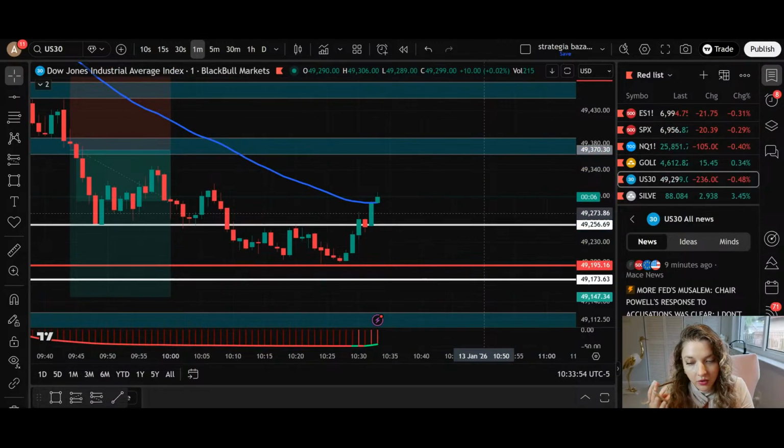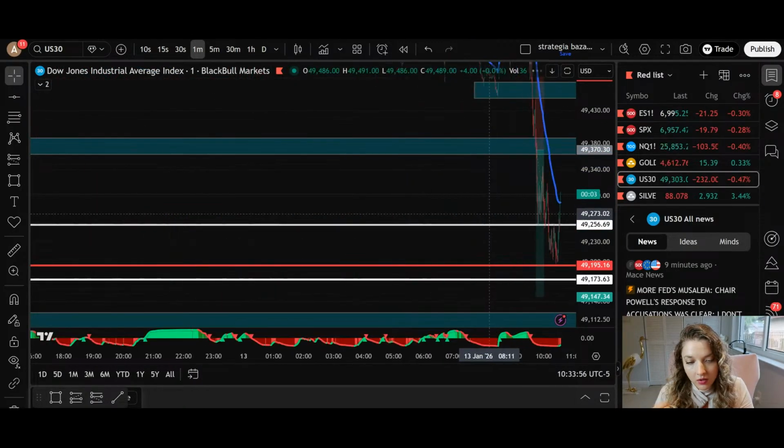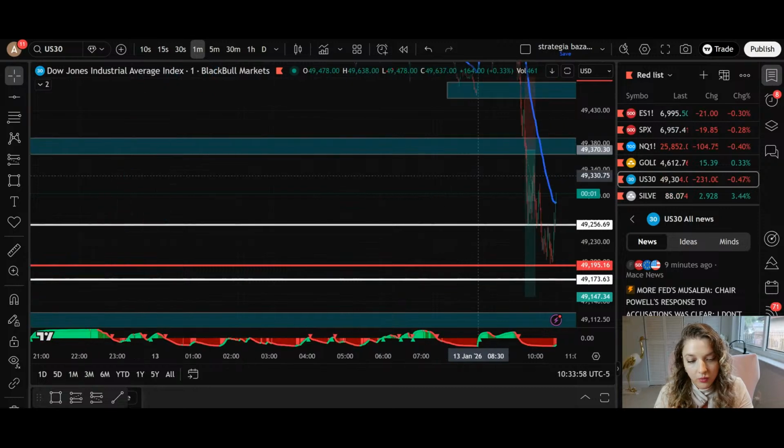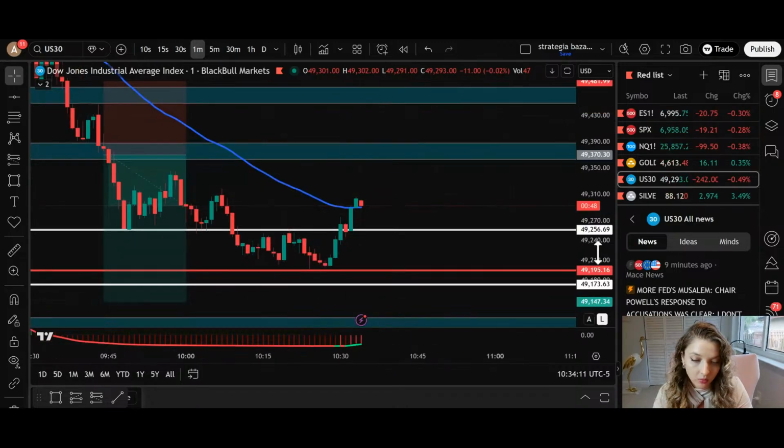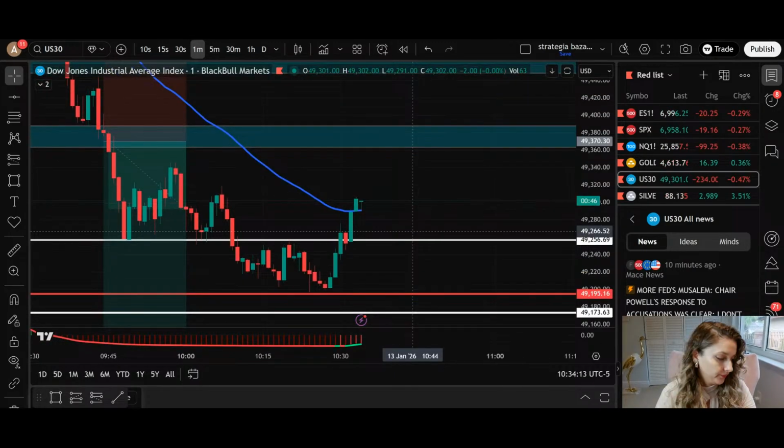We have to look for another opportunity to go short, guys. Another rejection of this blue and go back down. Or we're looking for a long. Or maybe a retest to the EMA. Let's see.